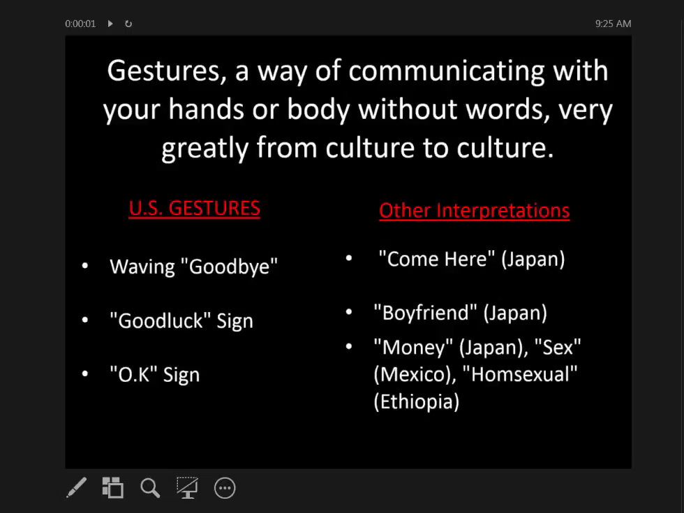Gestures, a way of communicating with both your hands or body without words, vary greatly from culture to culture. U.S. gestures include waving goodbye, the good luck sign, and the OK sign. Other interpretations: come here, boyfriend, money, sex, and homosexual.